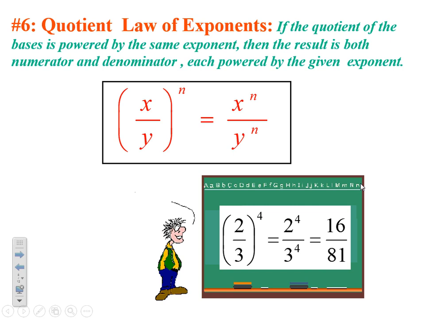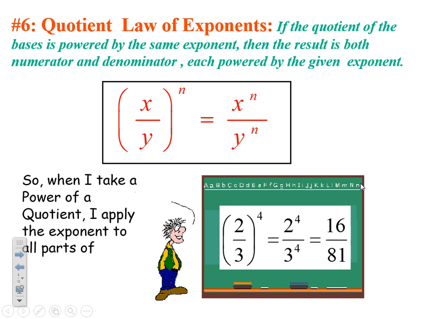And if I put that in my calculator, I'm going to get 16/81. So when I take a power of a quotient, I apply the exponent to all parts of the quotient. So it's going to both my numerator and my denominator.